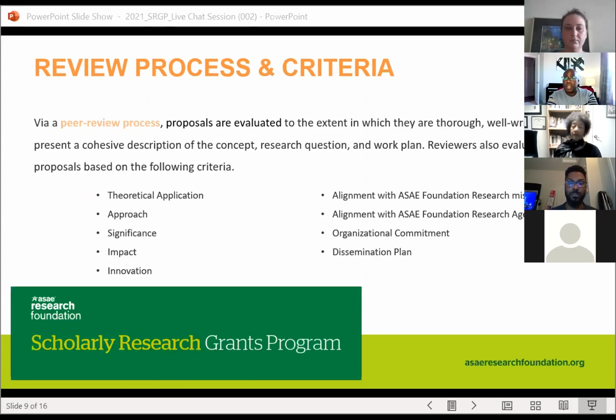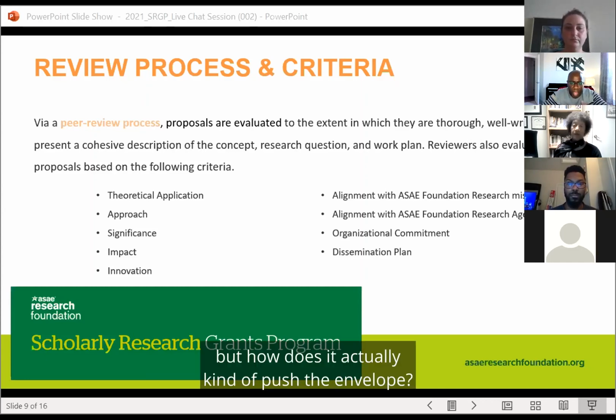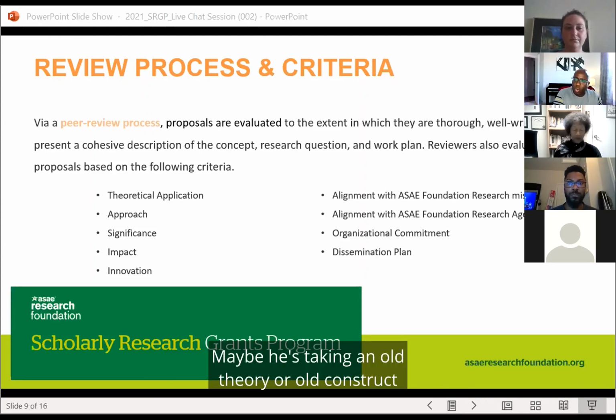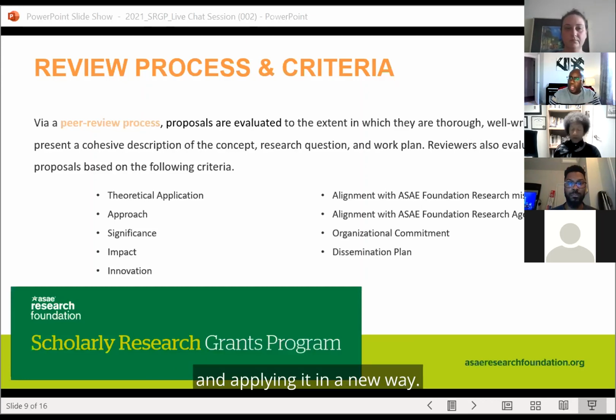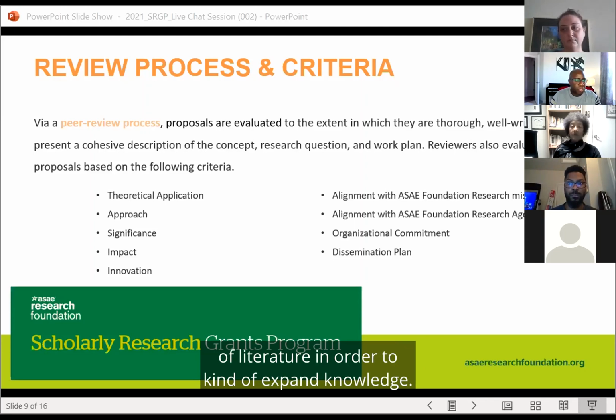Innovation. Looking at things that do things in new ways. It's one thing to have something that expands knowledge, but how does it push the envelope? Maybe it's taking an old theory or old construct and applying it in a new way. So we're looking at that sort of innovative use of the literature in order to expand knowledge.